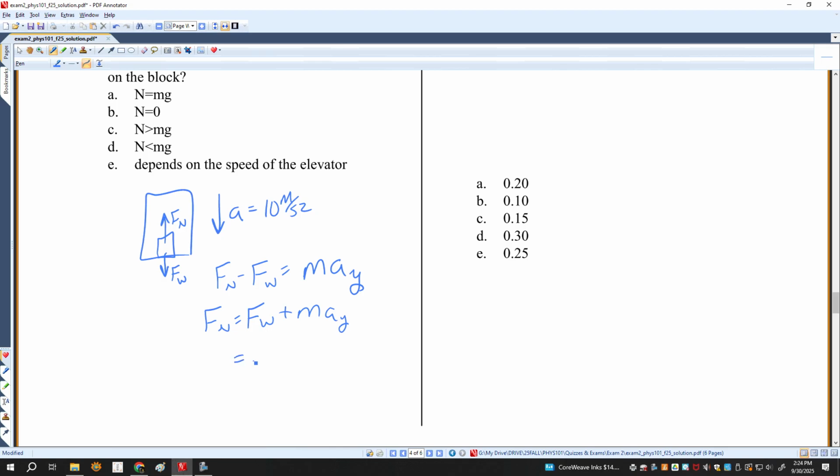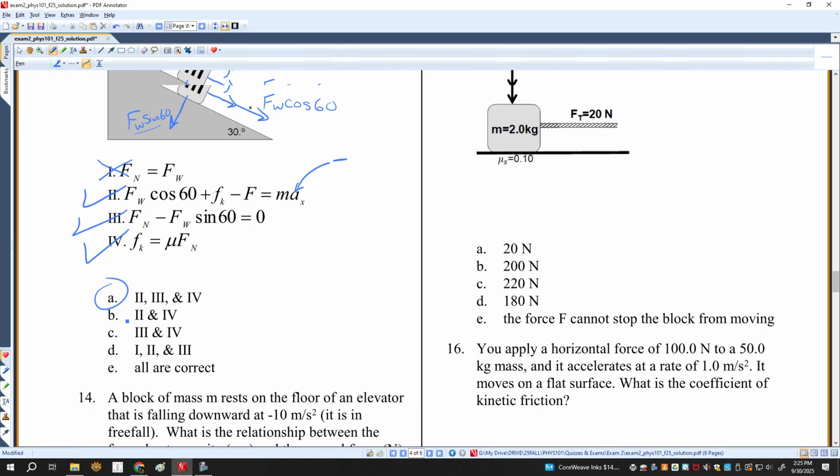That's equal to m times 10 meters per second squared plus m times negative 10 meters per second squared, which is equal to 0. In short, this object is in free fall, so it has no normal force acting on it. It feels like it's floating. It's weightless. That's what it means to be weightless.